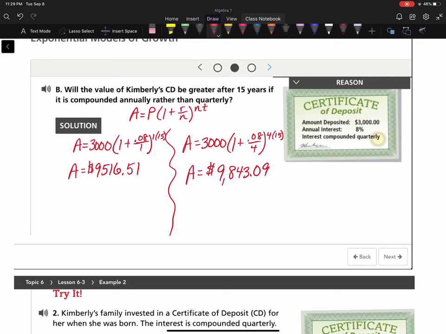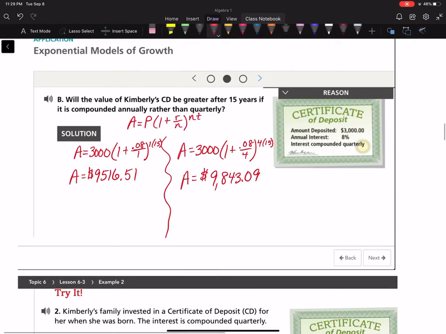Okay? So as you can see, if it's compounded annually rather than quarterly, we're not going to make as much money, because think about it. Annually just means we're compounding it once per year. Quarterly means we're compounding it every 3 months, basically. So every time it's compounded, we're making more money. So it would be more. Quarterly would be greater than annually.